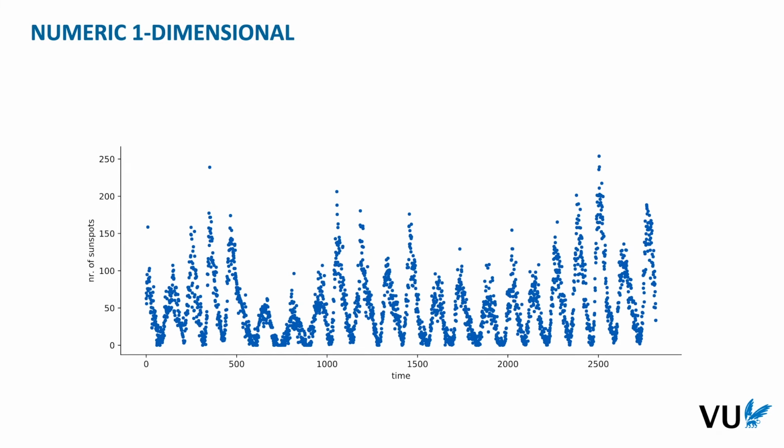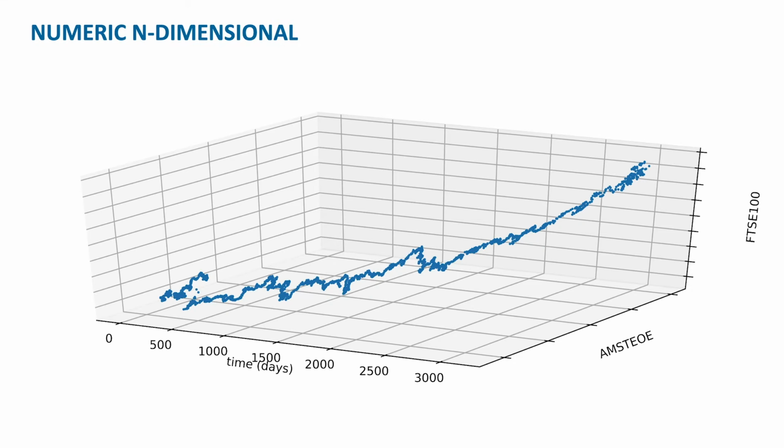So what kind of sequential data can we expect? The simplest case is probably numeric one-dimensional sequential data, a time series. In this case, we have a time series consisting of, for every time step, the number of sunspots observed at that moment. We can also have numeric n-dimensional data. For instance, here we have a data set with, at every time step, two numbers, one representing the closing index of the AEX and one representing the closing index of the FTSE 100.